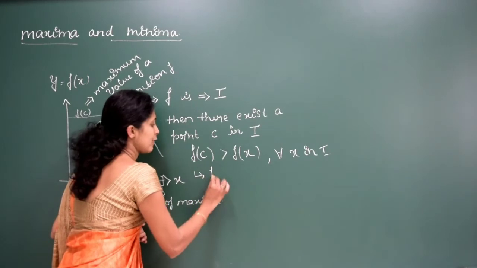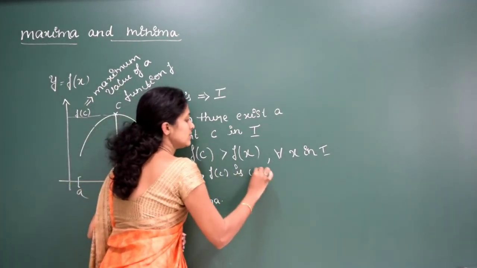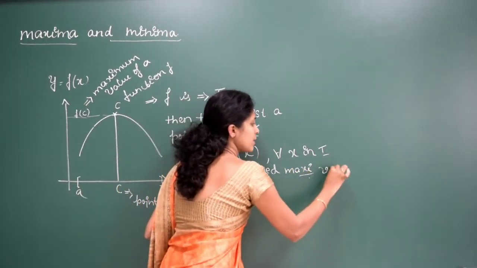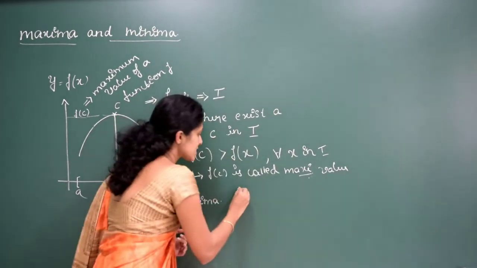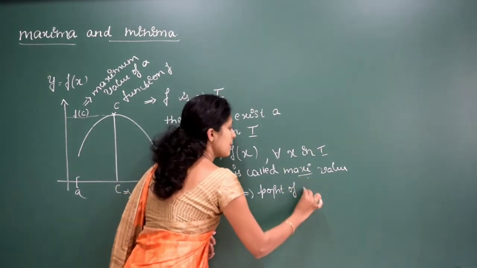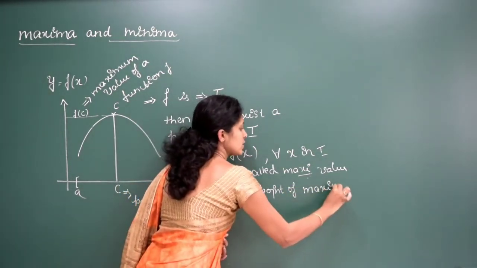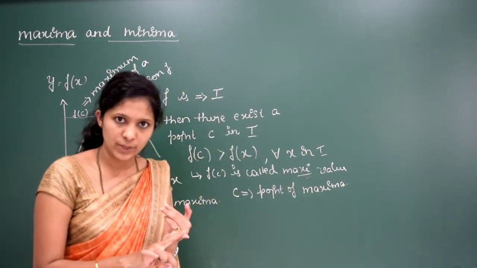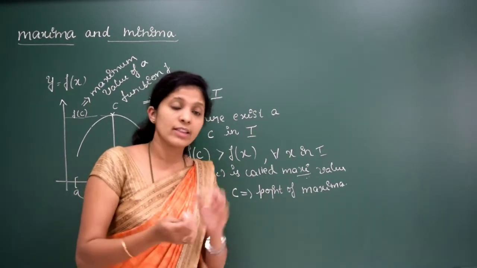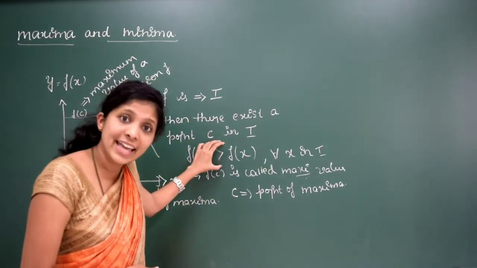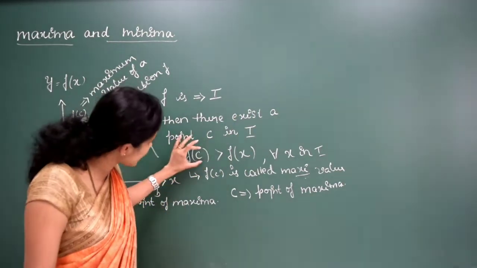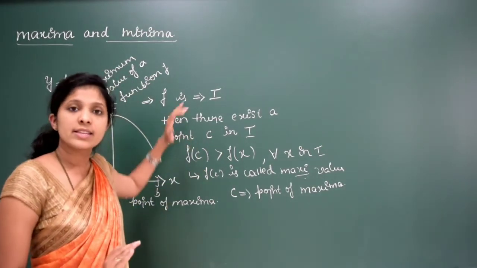Then f of c is called the maximum value and the point c is called the point of maximum. Is it clear? So there should be a function that exists in the interval, and then there exists one point c such that the value of f of c is greater than f of x. Then f of c is called the maximum value of a function and c is called the point of maximum. This is about the maximum.